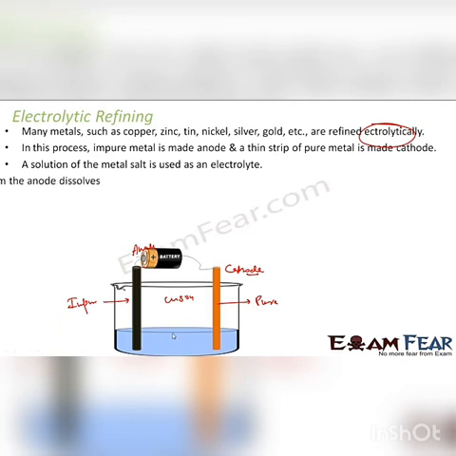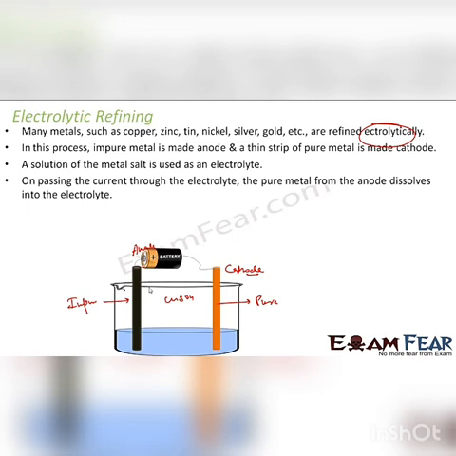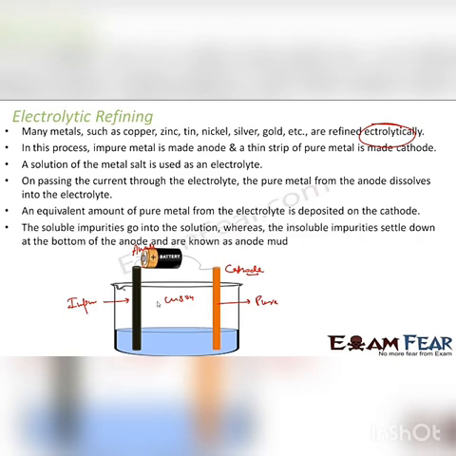It is used as the electrolyte. On passing the electricity, the copper from the anode dissolves into the electrolyte, and an equivalent amount of copper goes to the cathode, and the impurities settle down. I'll explain how it is done. So if you see, this has copper, and the moment I have my copper sulfate solution, it will have copper ions. Since it is a copper sulfate solution, it will have a lot of copper ions.